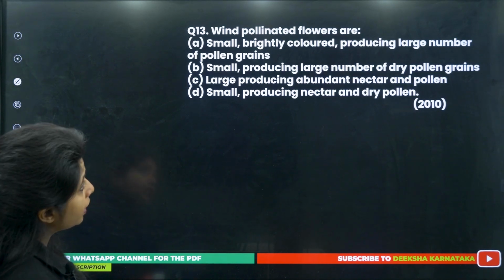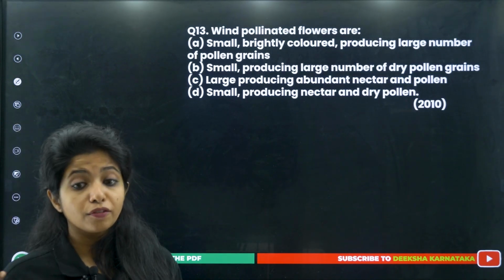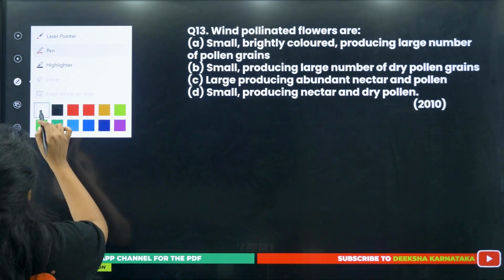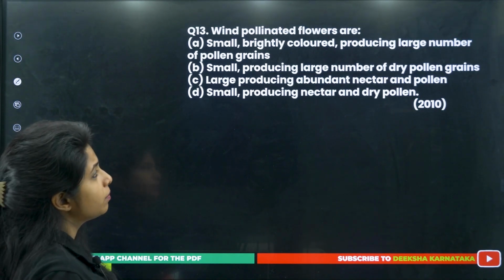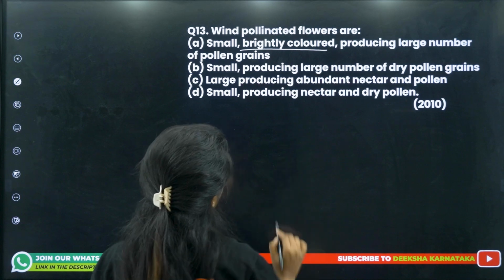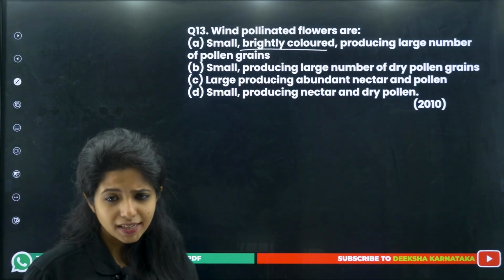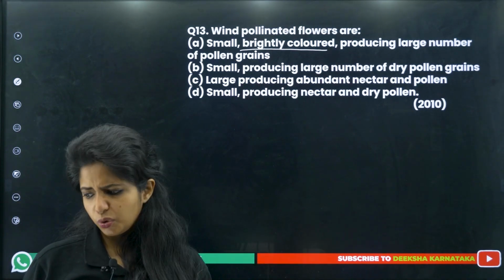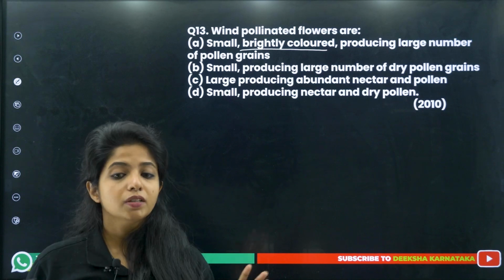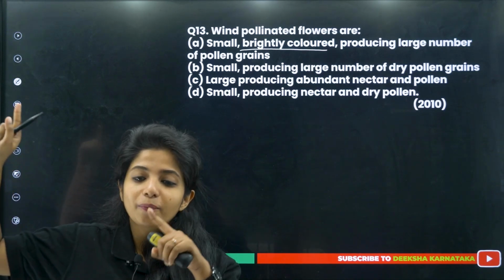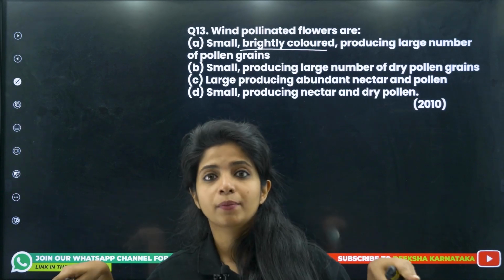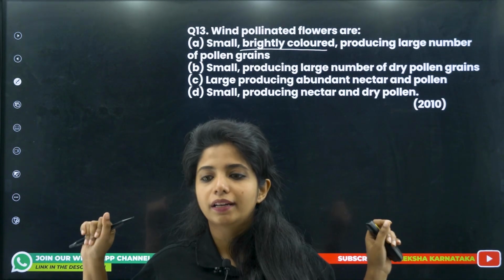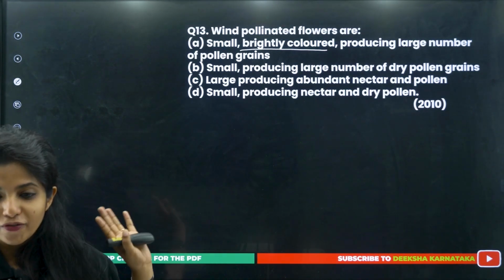Now, wind pollinated flowers, you are talking about their features. What would be the feature? Small, brightly colored, producing large number of pollen grains. Children, brightly colored is not needed for wind. What will wind say? Wind will come and see the flowers and say, oh, you are not brightly colored, I won't pollinate you. Does it work like that? No, children. It's for biotic agents, where biotic pollination is happening, where insects and animals are coming. They need these brightly colored flowers, not wind pollinated plants.